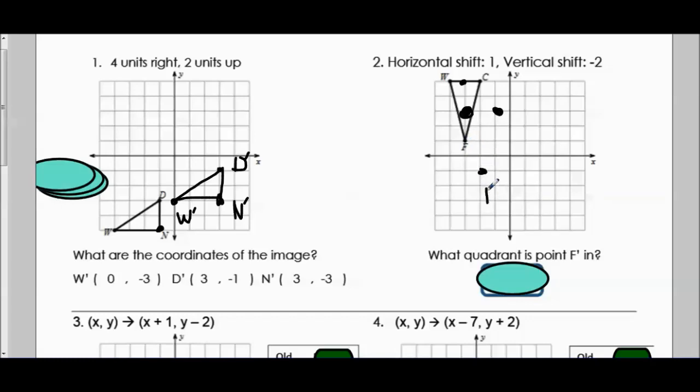The question's asking for F prime. So this is going to be the new shape. But we're asked about F prime, and we're asked what quadrant that is. The first quadrant is here, then it makes a big C. So it's 1, 2, and 3.